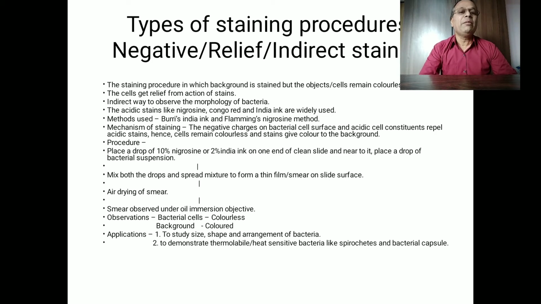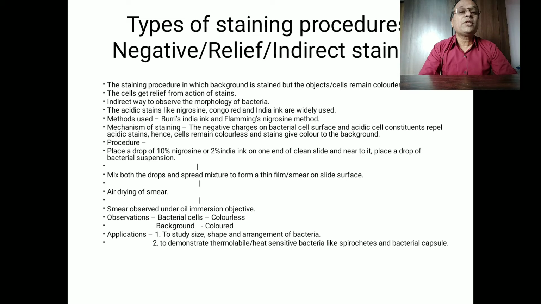And this contrast can be made either by staining the background and keeping the organisms colorless, or by coloring the cells and keeping the background colorless. Now this is a staining procedure in which the background is colored but the cells remain colorless, so that it is very easy to have a contrast for better observation.